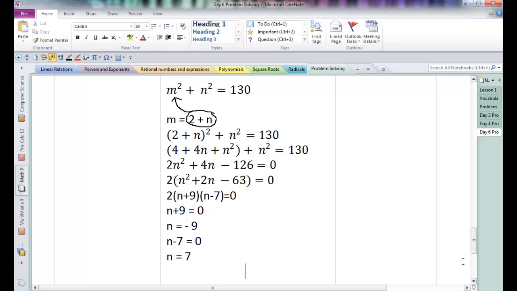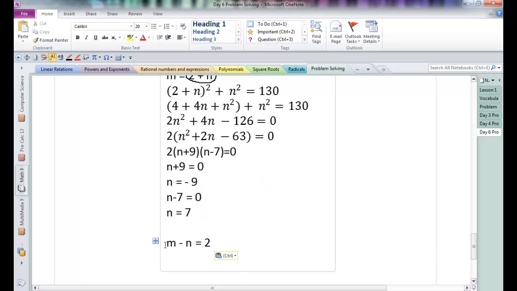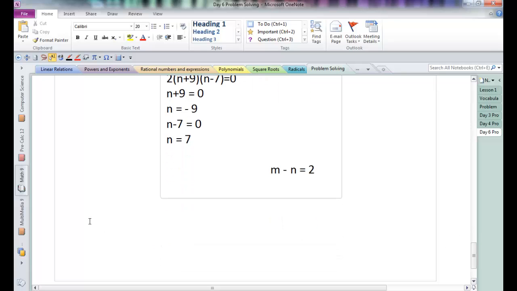I solved for n equals -9 or n equals 7. Remember that the first equation was m minus n equals 2. And so if n was -9, m would have to be -7. And so we would have a pair of numbers, -7 and -9. And if n was 7, m would have to be 9. And so we'd have a pair of numbers 9 and 7.